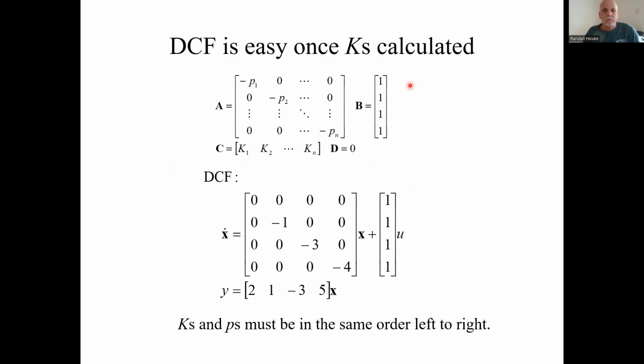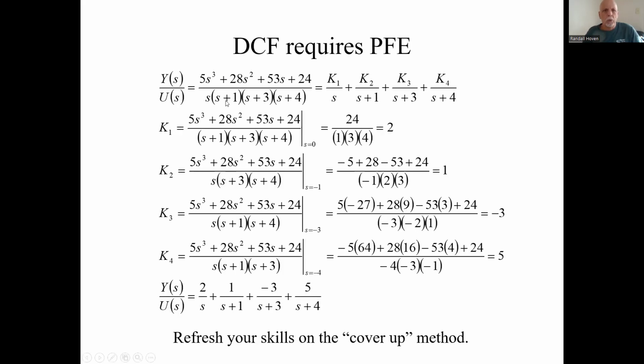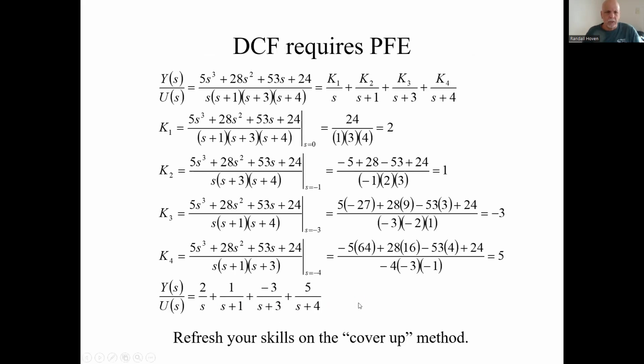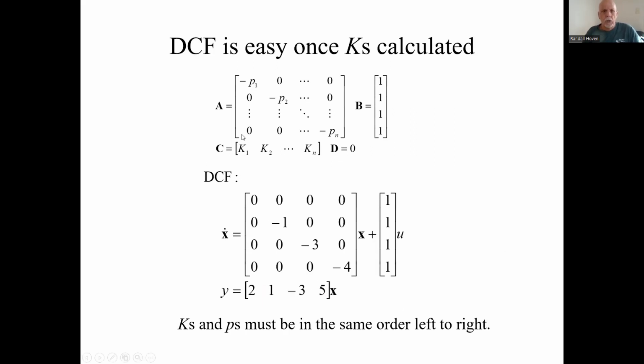Here's the diagonal form. P's are the poles, which were, what were the poles? 0, -1, -3, and -4. That's what goes along the diagonal. 0, -1, -3, -4. And these k's come from partial fraction expansion: 2, 1, -3, 5. You just have to make sure these poles in this A matrix are in the same order as the k's are in this B matrix.